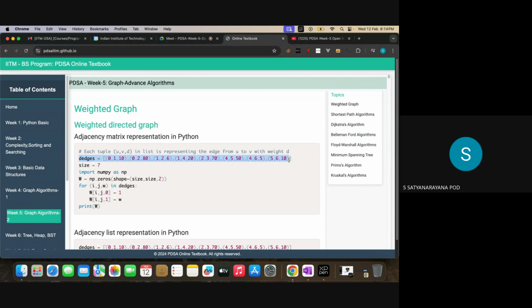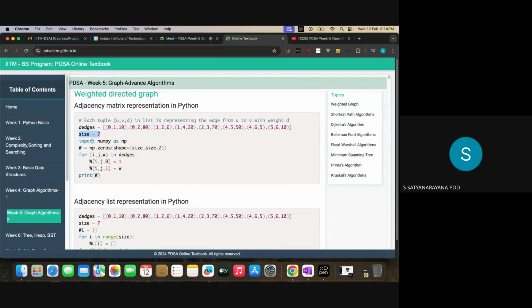Totally the number of vertices is 7. So edges are given with weights and the number of vertices is 7. Maybe 0 to 6 they have used.